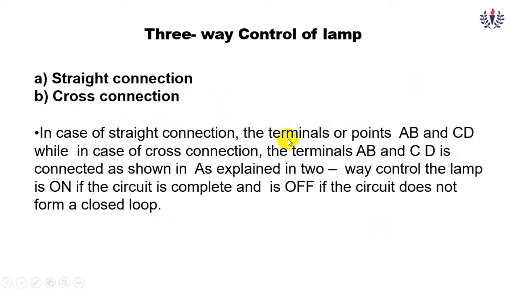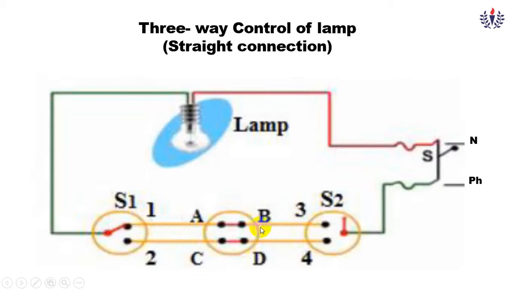In case of straight connection, the terminals of the points A, B, C, D are connected straight, or in the case of cross connection, it is crisscross, A to C and B to D. So this is explained in the two types of formats. So how are we going to do it? Here, if S1 is in the position 1 and if S2 is in the position 3, the lamp will be glowing because here the phase is coming. And if it is in the 2 and 4, it is a straight connection so that it will work.